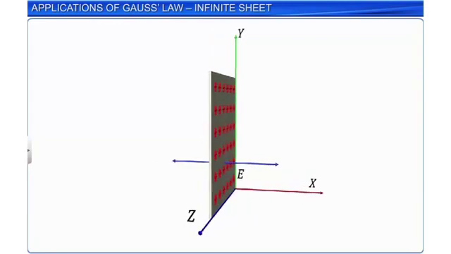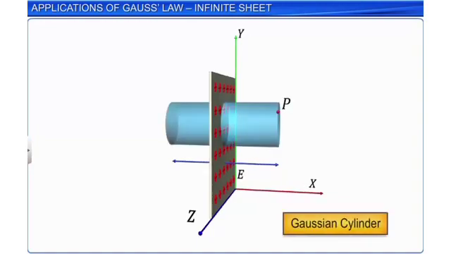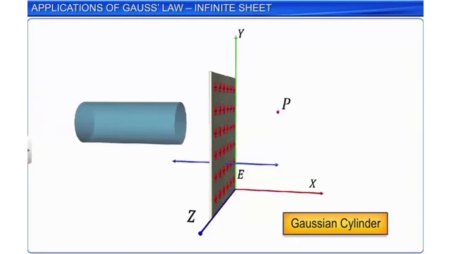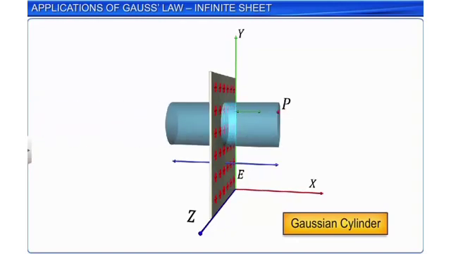In order to calculate the electric field strength at a point P near the sheet of charge, let us now consider a Gaussian cylinder, one of the plane faces of which passes through P, and as such, the plane face is parallel to the plane of the sheet of charge. The point P is at a distance x from the sheet of charge. The point P lies on the circular surface of the Gaussian cylinder.